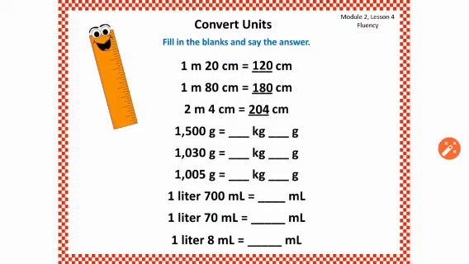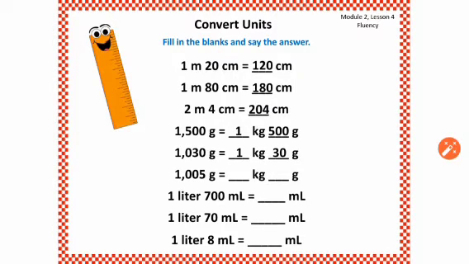1,500 gram. So we are changing it to kilogram and gram. Remember, 1,000 gram is 1 kilogram. So 1,500 is equal to 1 kilogram and 500 grams. Let's go to the second example. We have 1,030 grams. And it will give you 1 kilogram. And how many grams? 1 kilogram and 30 grams.